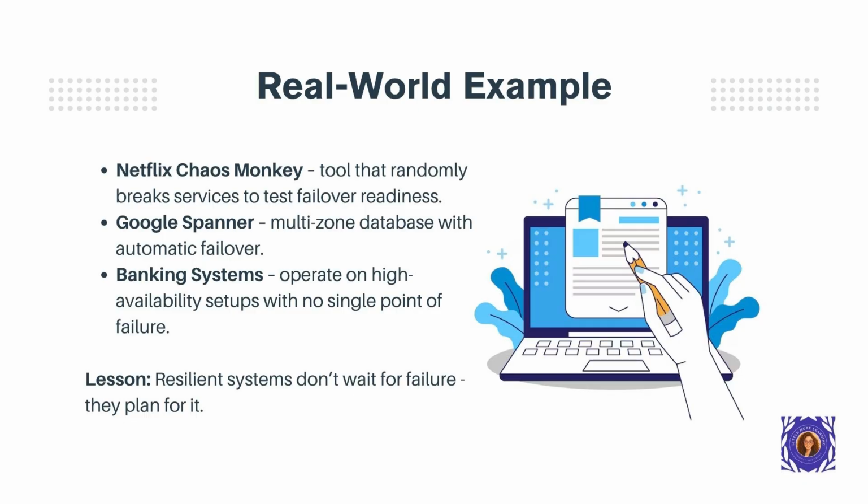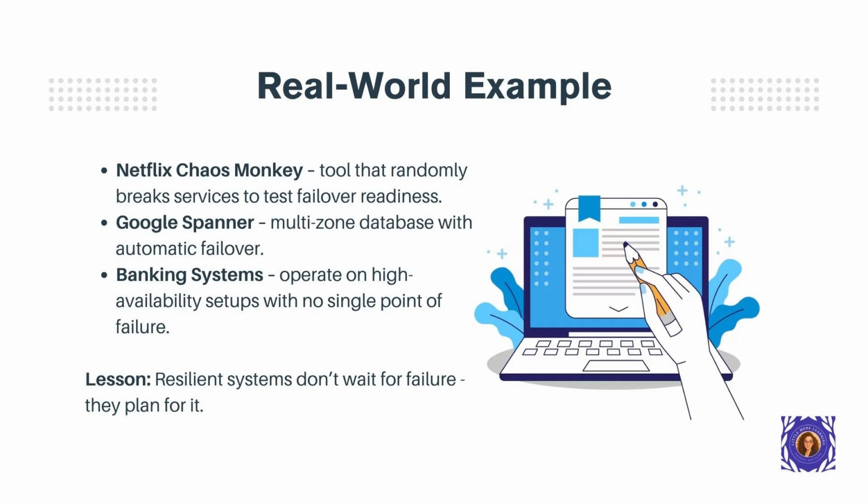Google Spanner. As previously mentioned, Google Spanner is a globally distributed database that achieves high availability and strong consistency across continents. It inherently incorporates multi-zone and multi-region replication with automatic failover and leader election, making it incredibly resilient to node or even data center failures.